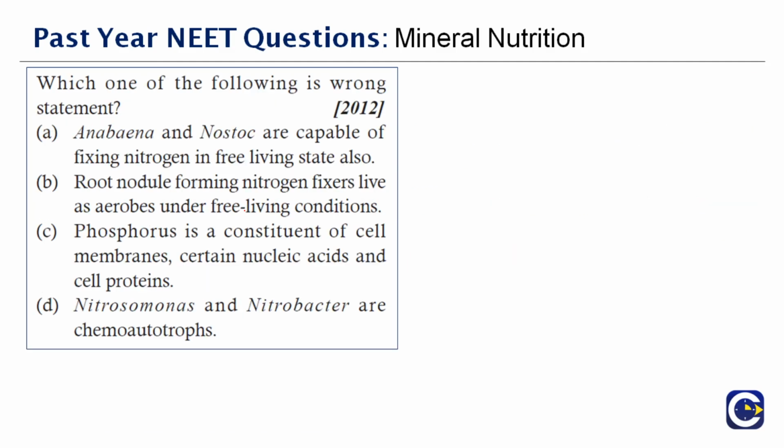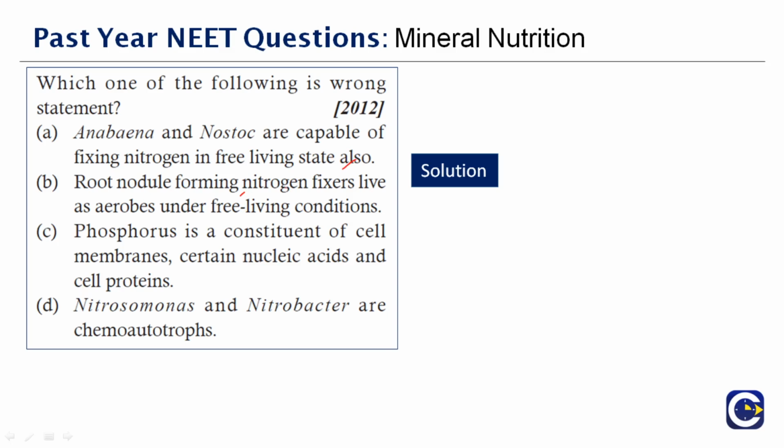Next question here. Which one of the following is a wrong statement? This question was asked in the year 2012. Again, this is an easy question. We have to analyze the statements. Look at the first statement: Anabaena or Nostoc are capable of fixing nitrogen in free living state. This is a right statement. Therefore, this is not the answer.